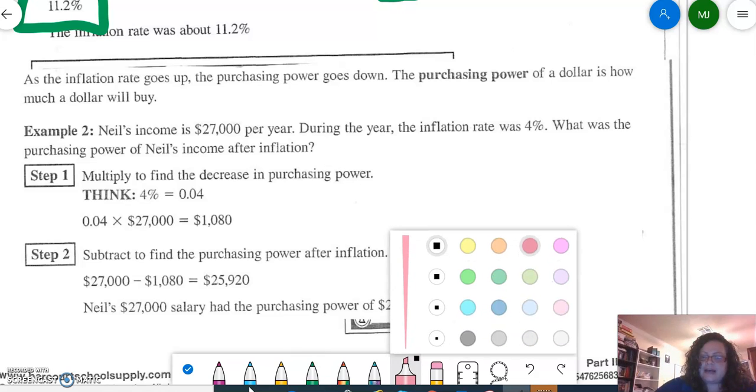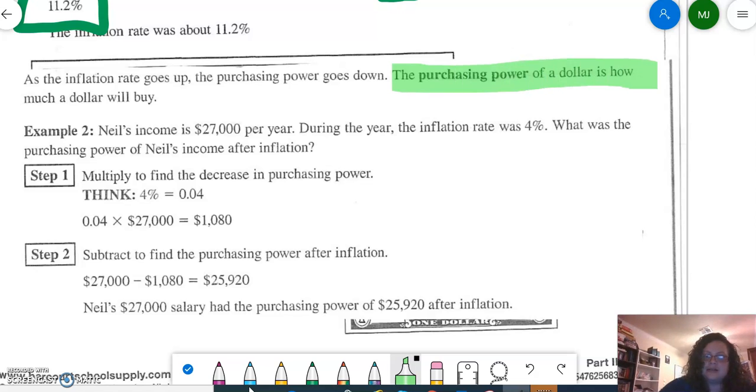Okay, so let's go ahead and highlight that vocabulary. Purchasing power is how much a dollar will buy. And then we have this example. Neil's income is $27,000 per year. During the year, the inflation rate was 4%. What was the purchasing power of Neil's income after inflation?